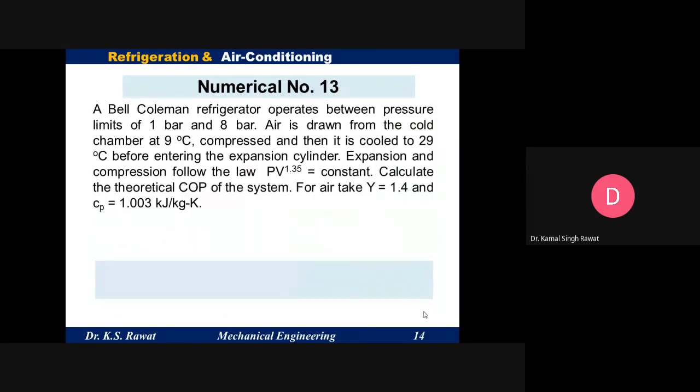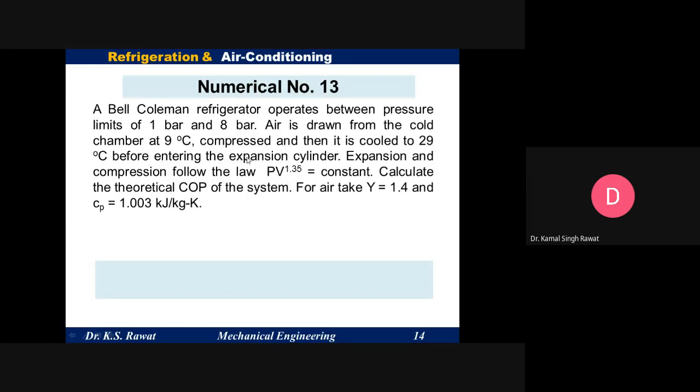So now let's take another numerical. A Bell-Coleman refrigerator operates between pressure limits of 1 bar and 8 bar. Air is drawn from the cold chamber at 9 degrees centigrade. It means we have pressure limits 1 bar and 8 bar, so definitely it is P2 and P1. And air is drawn from the cold chamber at 9 degrees centigrade, so this is T1. It is compressed and then cooled to 29 degrees centigrade, so this is T3.